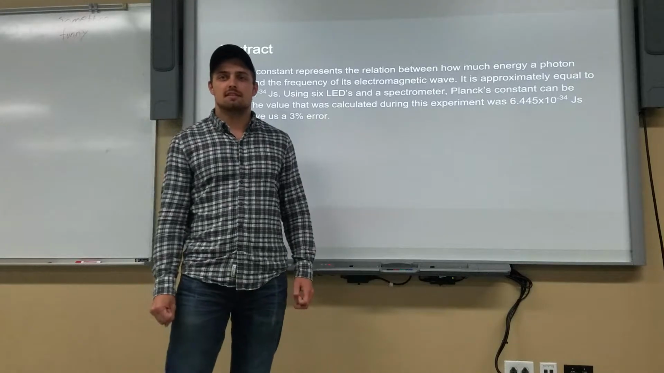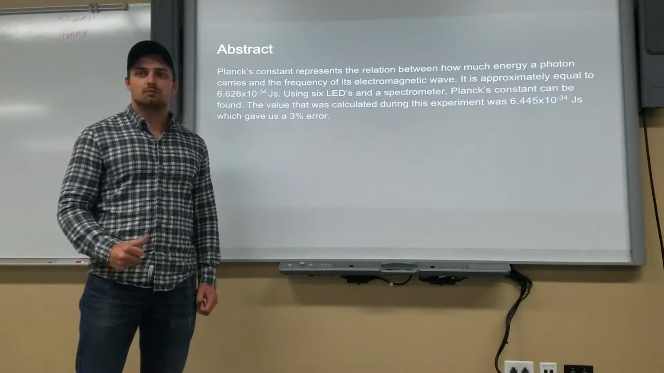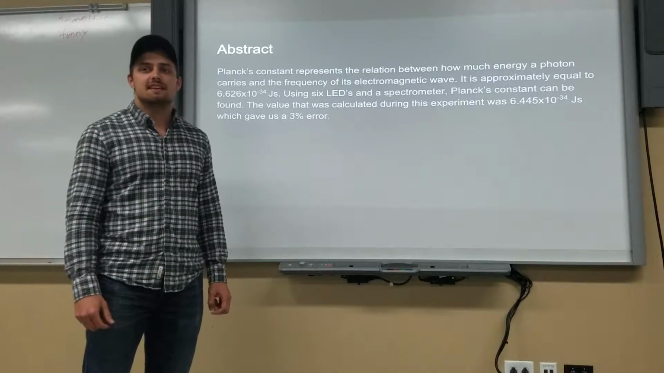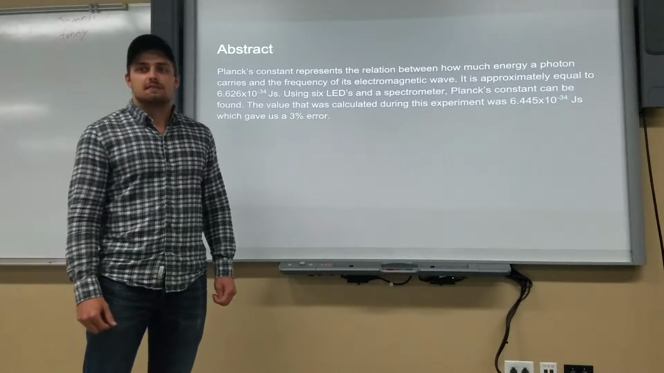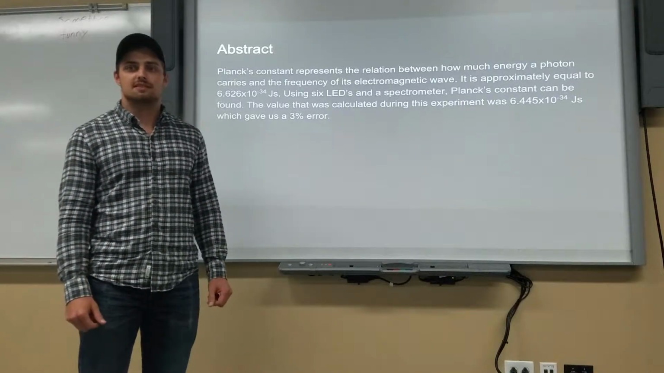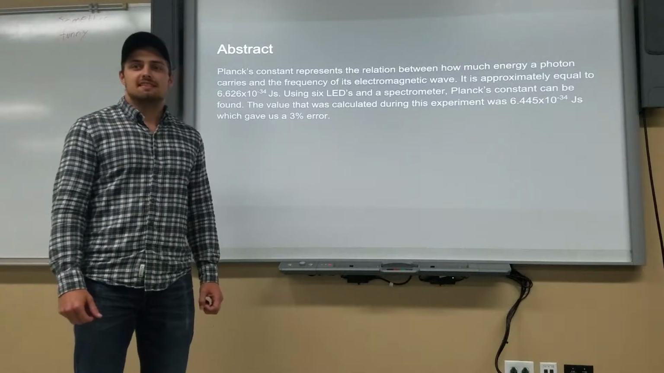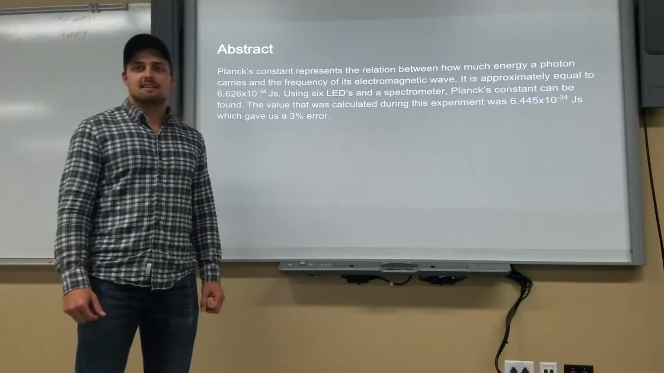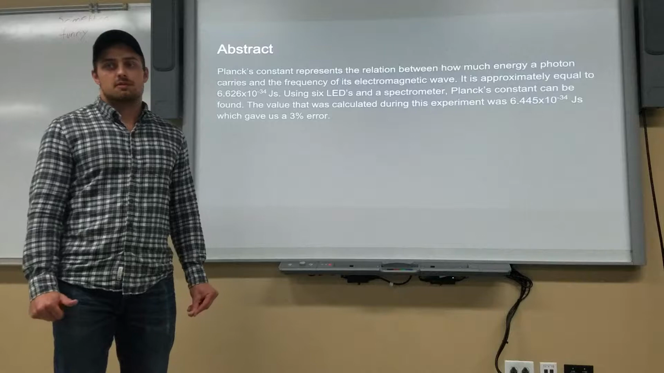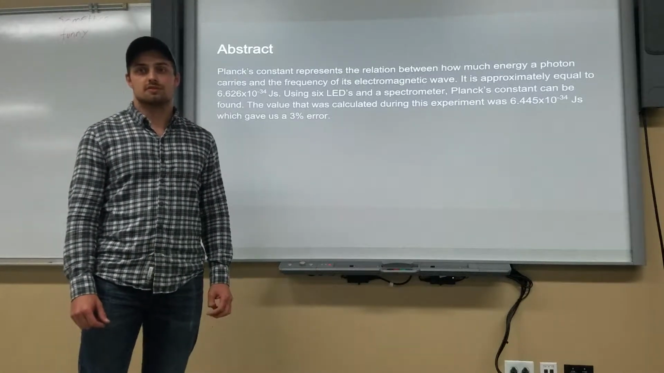So for our abstract here, Planck's constant represents the relation between how much energy a photon carries and the frequency of its electromagnetic waves. It is approximately equal to 6.626 times 10 to the negative 34th joule seconds. Using 6 LEDs and a spectrometer, Planck's constant can be found. The value that was calculated during this experiment was 6.445 times 10 to the negative 34 joule seconds, which gives us a 3% error.